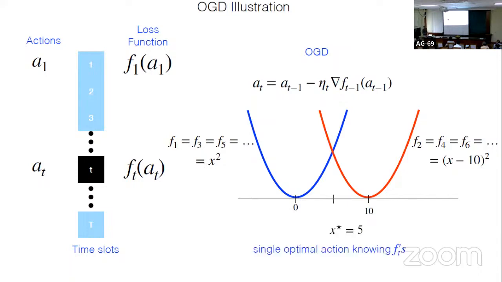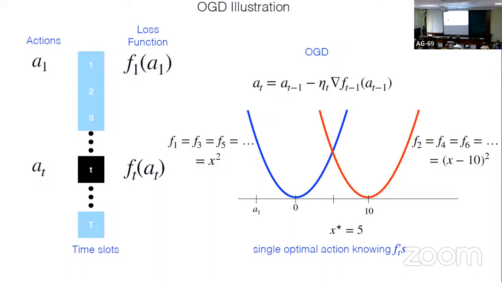So what's the single optimal action? It is just to play x star equal to 5. If I have to play a single action, that would be my optimal. I somehow want to converge to this. That's my real goal. I don't know what these functions are because I don't even know ahead of time whether they are identical or not. They are being revealed one at a time.